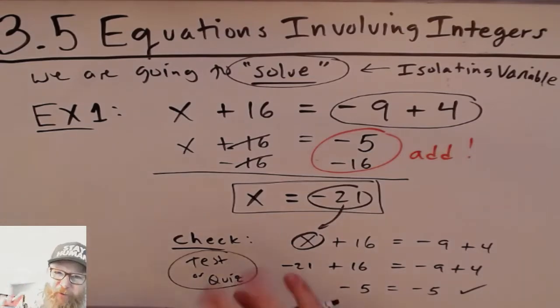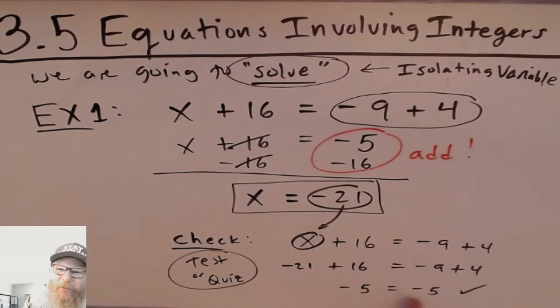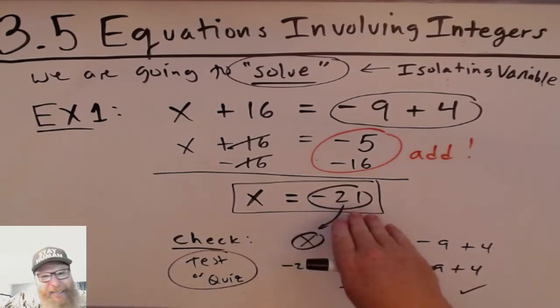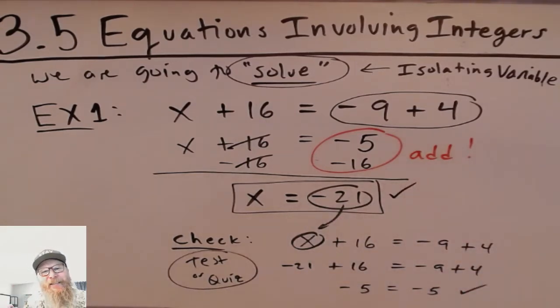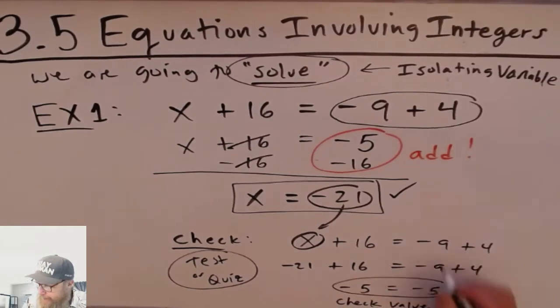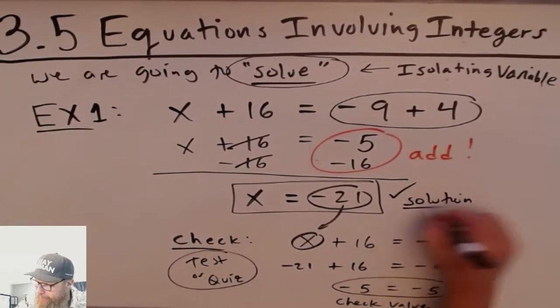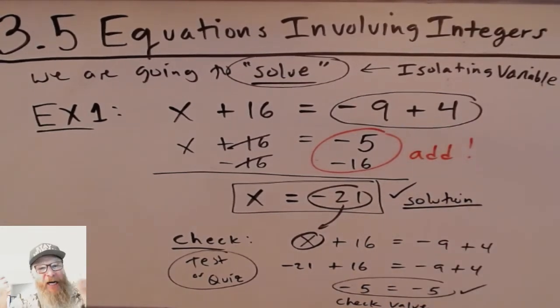Now, I said this before, and I'll probably say it again. When you check, be very careful that you don't put -5 as your answer. Sometimes your brain will run away from itself, and you'll totally forget that the answer was actually -21. So what you're checking is that this is -21. This is what's called the check value. This is called the solution. -5 is just the check value. It means that the two sides of the equation check. They equate to each other. They're the same value. All right.